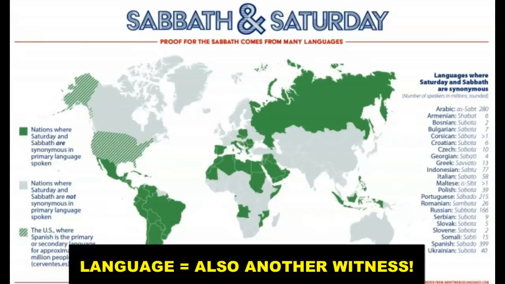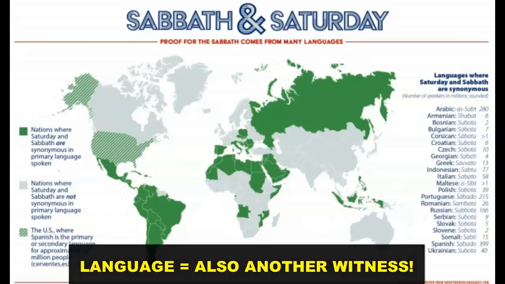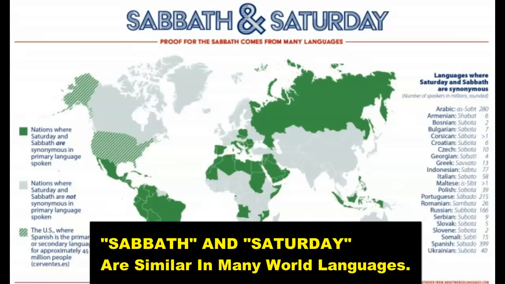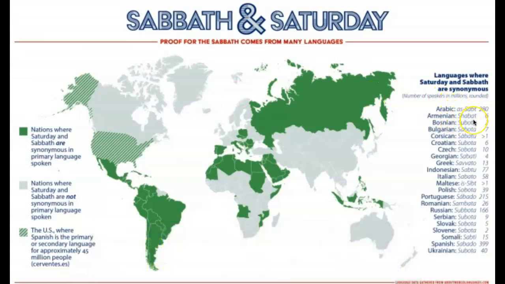Language also proves the same thing because it's no surprise that the word Sabbath in a ton of other languages is synonymous with the word so-called Saturday, because in Arabic it's asabt, in Armenian it's Shabbat, which means Saturday, by the way, and you can see in all these different languages it means the exact same thing, how the word Sabbath is very similar to the word Saturday.